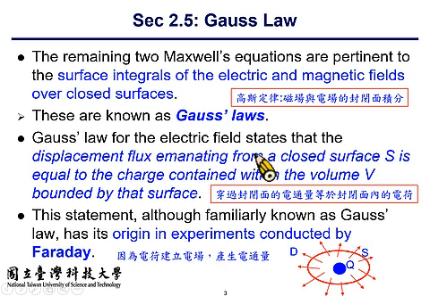For the electric field, Gauss's law states that the displacement flux emanating from a closed surface. Displacement flux, that is the D we see. Emanating means going outward, going out through the closed surface. Displacement flux emanating from a closed surface S is equal to the charge contained within the volume V bounded by the surface. The implication of this statement can be illustrated with this figure.